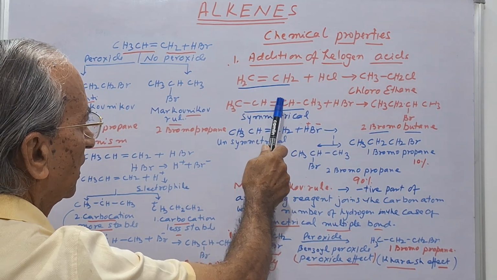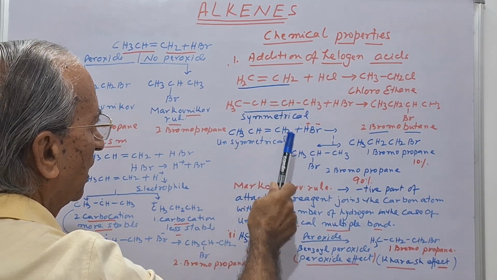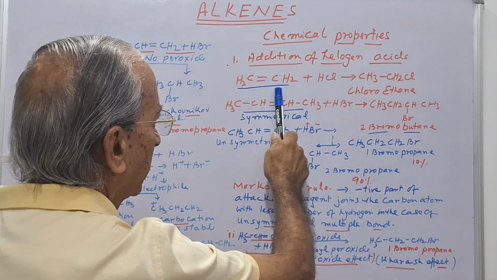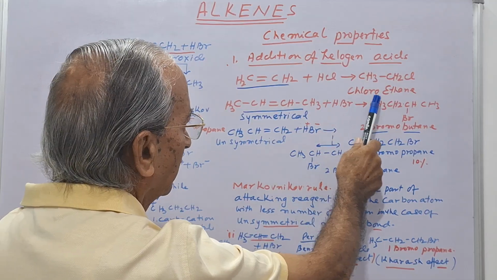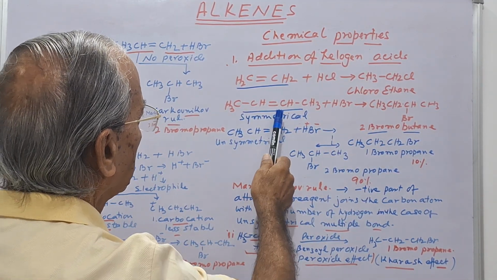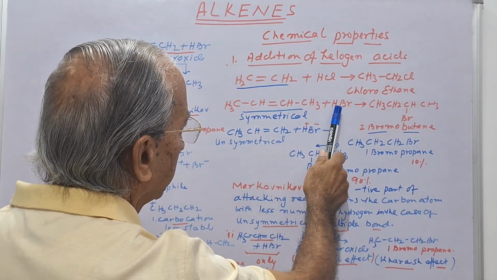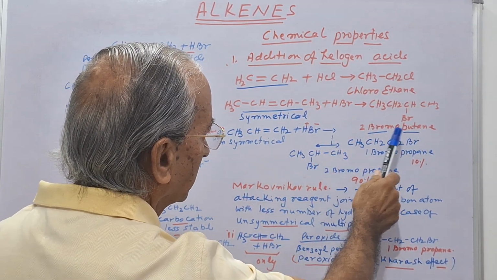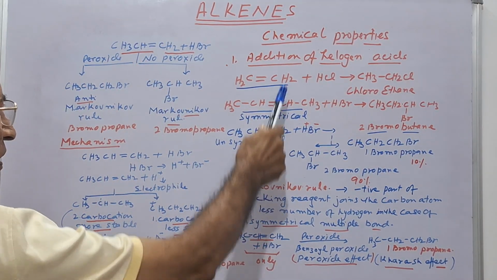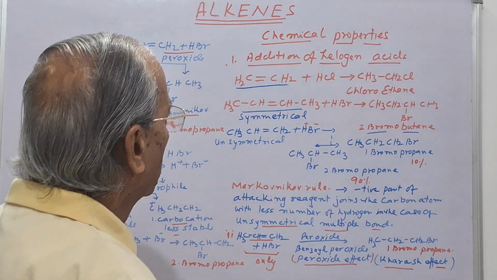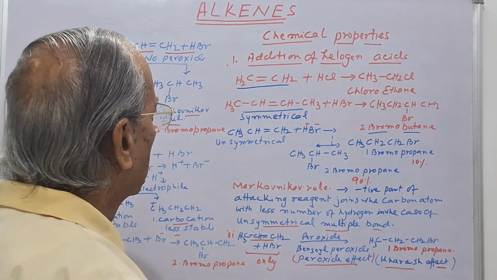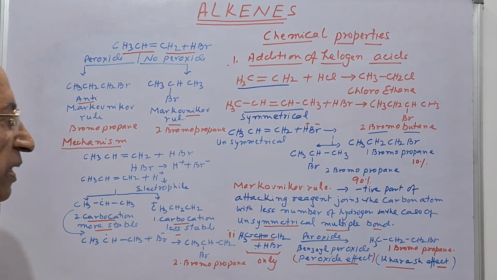If we take a simple example of ethylene and butene, ethylene reacts with HCl and forms chloroethane. In the same way, butene reacts with HBr, it forms 2-bromobutane. These are the simple reactions. And ethylene and butylene, both are symmetrical in nature.